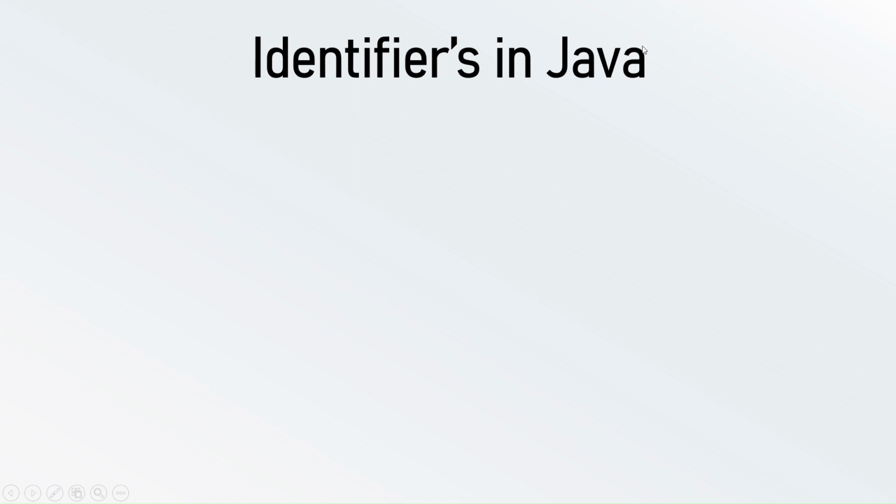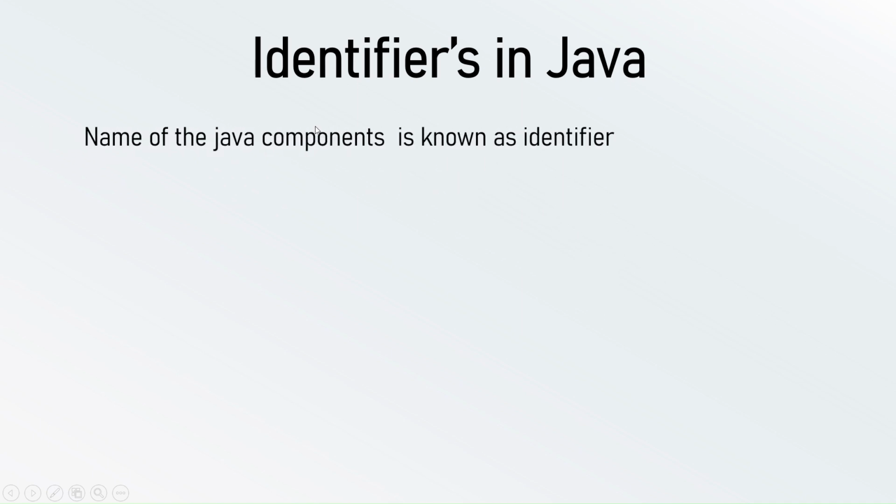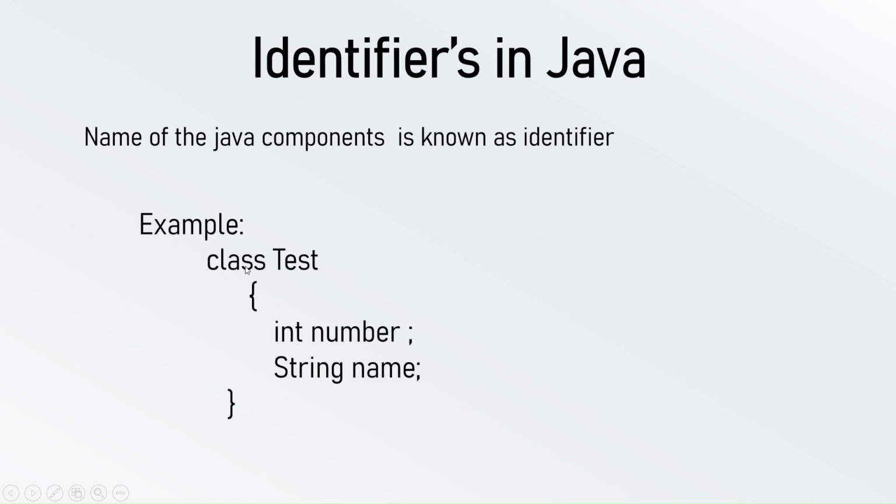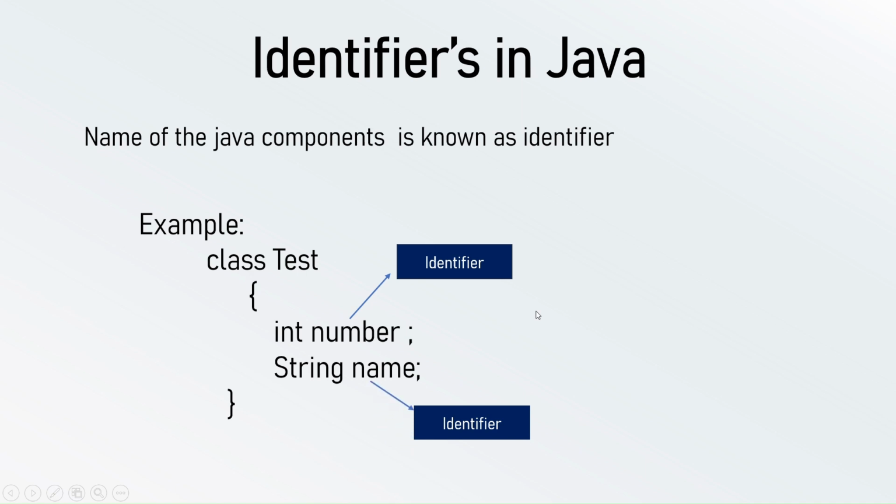Identifiers in Java. The name of a component is known as an identifier. Here we have one example: class Test. Inside Test, we have int number, String name. Here the int number is considered an identifier and the String name is considered an identifier. In this example, you can understand the identifier is whatever name you have provided to your variable or your object. Even your method name is considered an identifier.